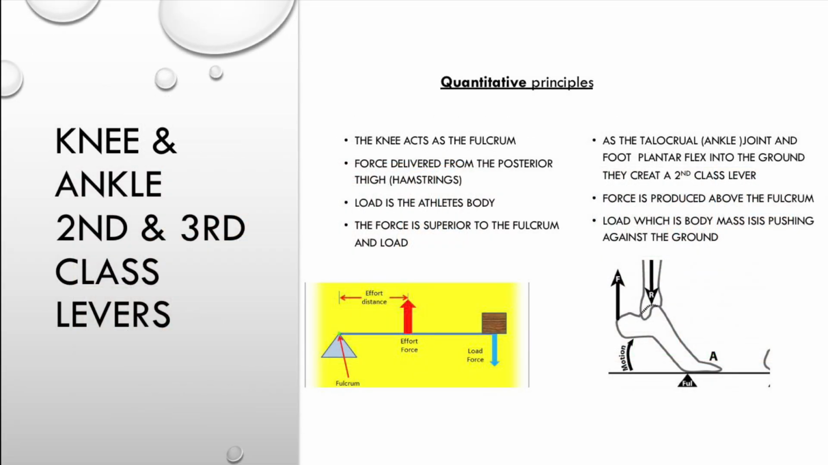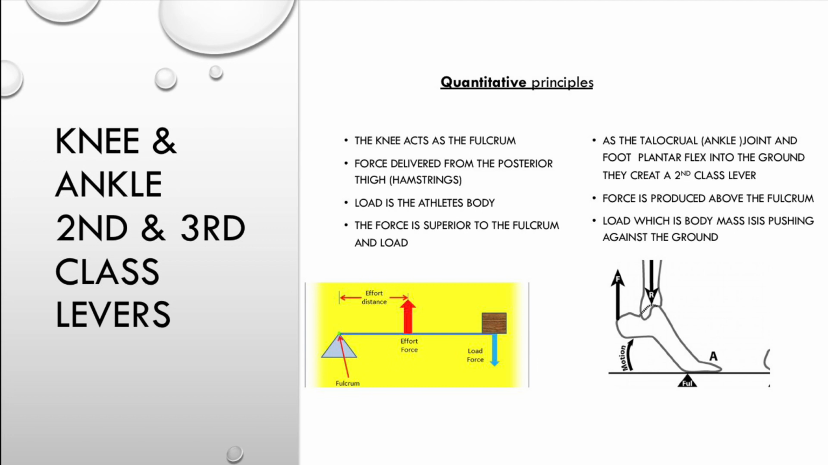So here are some qualitative principles that we're going to look at, which is the levers that we can see. The knee acts as a third-class lever, where the knee is the fulcrum, with forces from the hamstring and quadriceps. This is seen during the mid-stance and the takeoff phase, where the load of the athlete's body is seen here as force, and it is superior to the fulcrum.